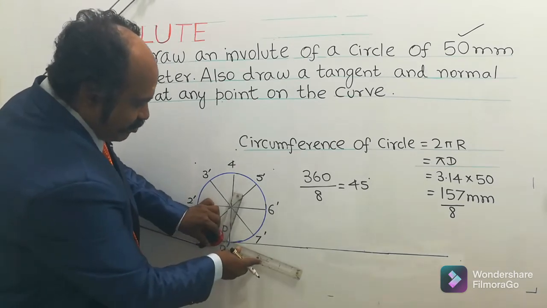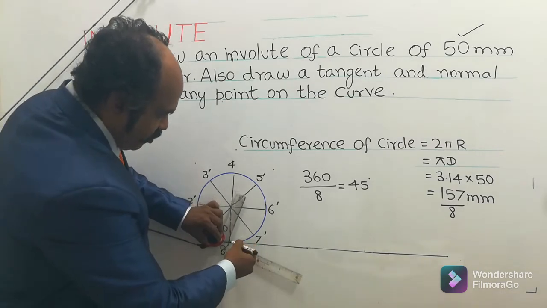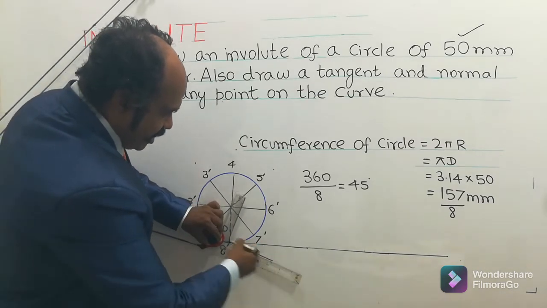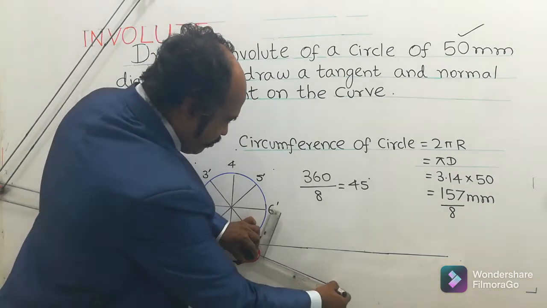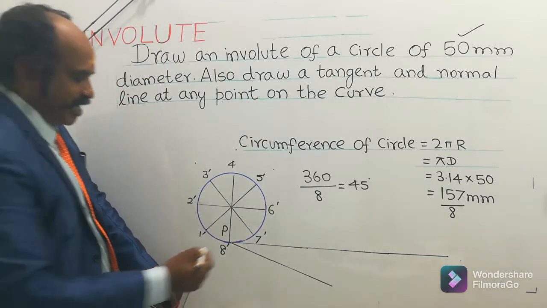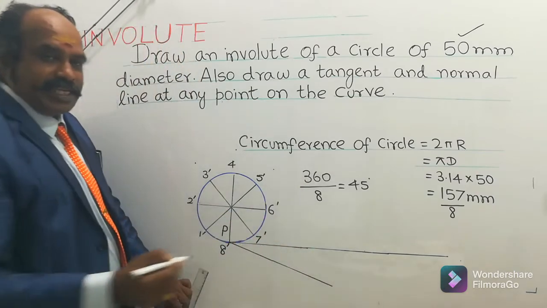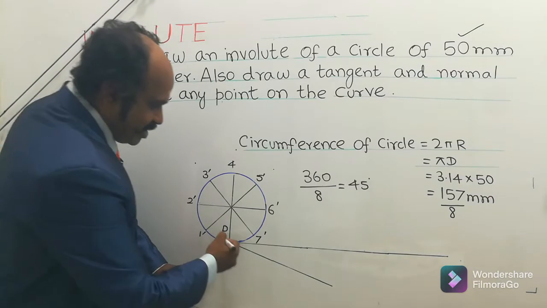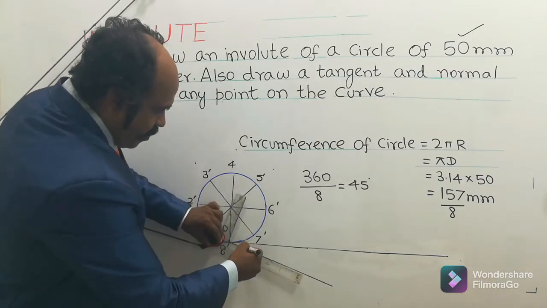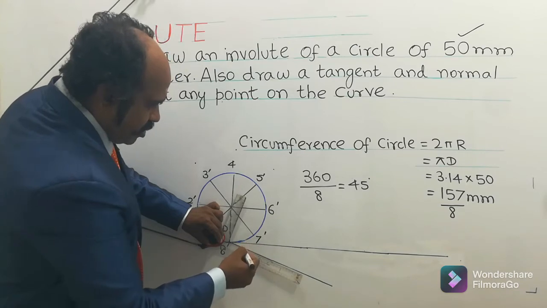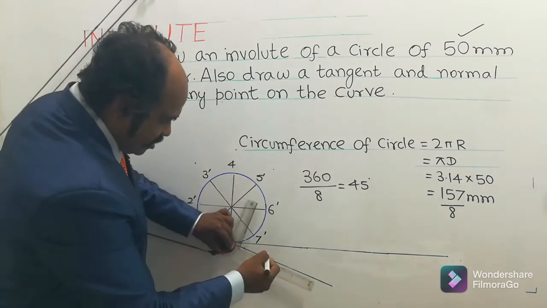Draw an inclined line at any suitable angle, of any round number length. Any round number means we can take 80 mm. For example, 80 mm divided into 10 equal parts, so 10 mm each on this inclined line. Any suitable length can be taken on this inclined line.